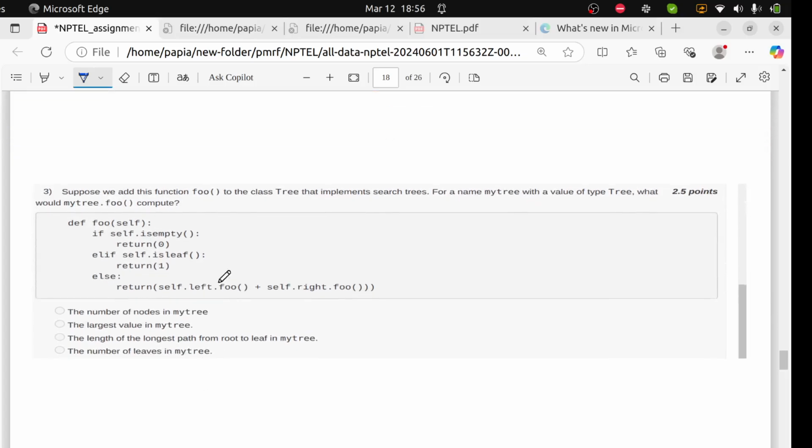Okay, if you just see the previous year question, this question is already there. I mean, not exactly this question, but just a similar question was there. Similar question is there for the week 7 assignment.